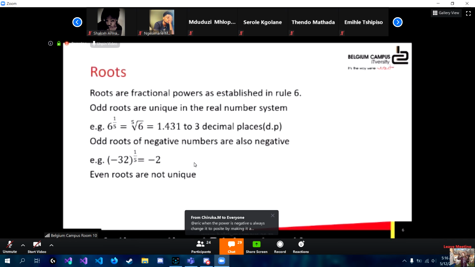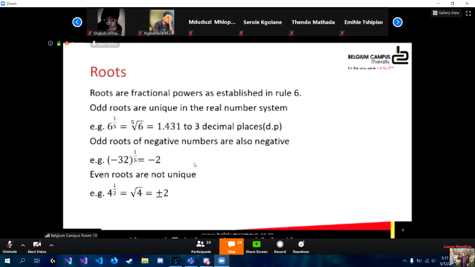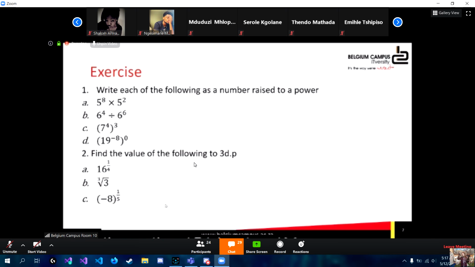Even roots, on the other hand, do not have unique real numbers like the odd roots do. What do we mean by that? It means that there is a possibility of 2 answers when it comes to even roots. For example, the square root of 4 can either be a +2 or a -2. So odd roots are unique, then even roots are not unique because you can get a positive and a negative. A +2 times a +2 gives you 4. A -2 times a -2 also gives you a 4. All right, let's quickly look at the next set of questions.